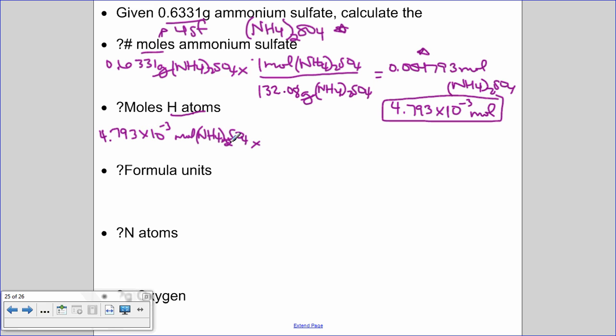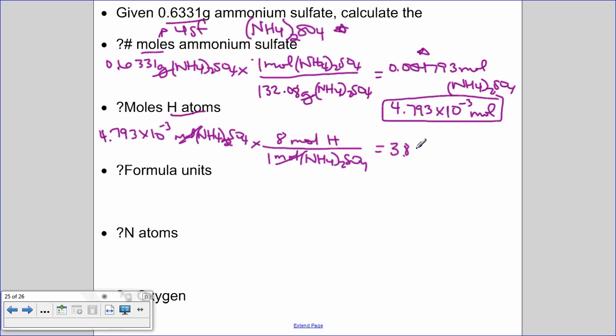Okay, so moles is what I'm looking for. So how I'm going to do it is I'm going to use 1 mole of ammonium sulfate, and in 1 mole of that I should also have 8 moles of hydrogen. Okay, if I had 1 formula unit of that, I would call that 8 atoms of hydrogen. Because I have moles here, I wanted to cancel that out and put moles there, and I have moles of H on top, which is the desired unit.